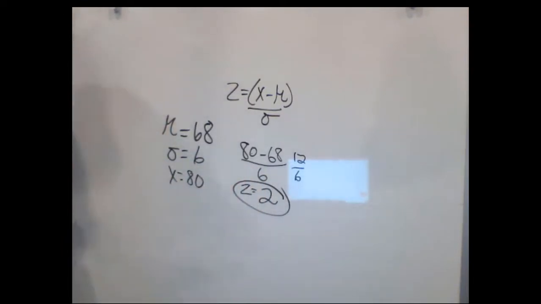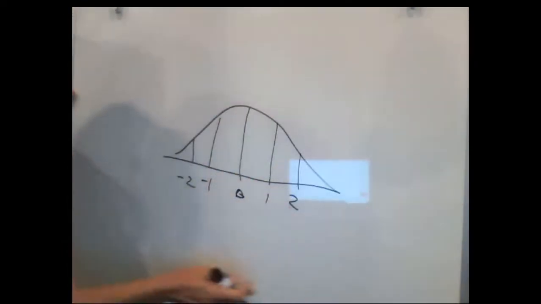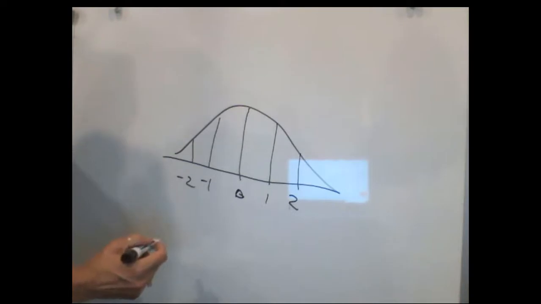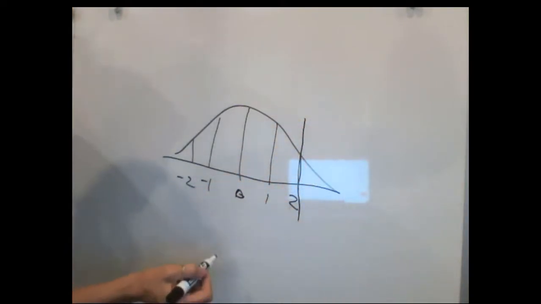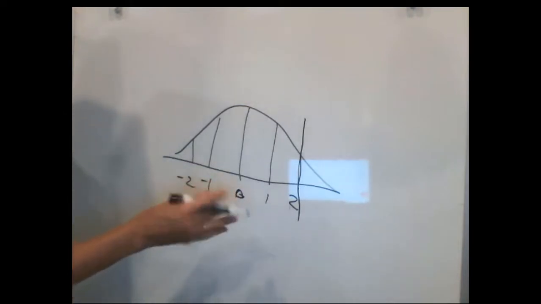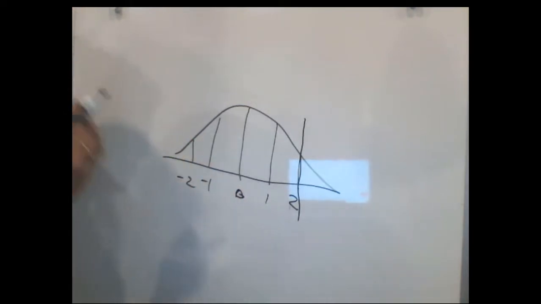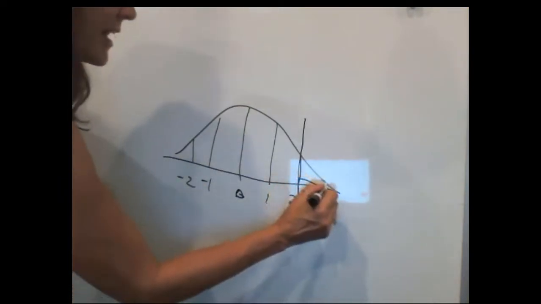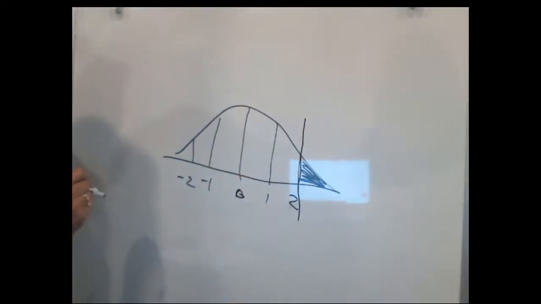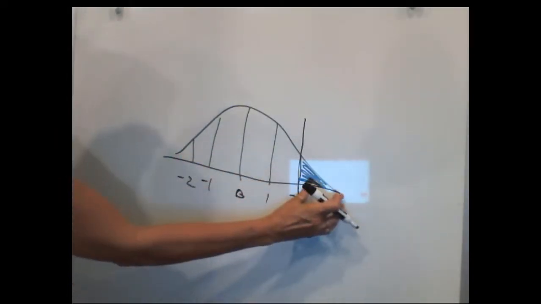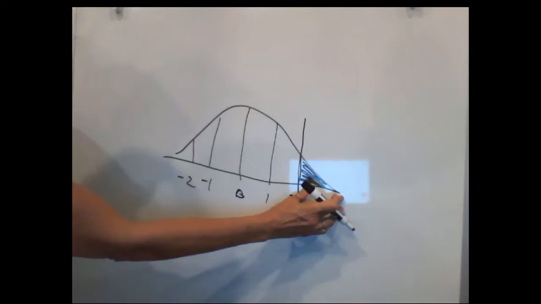So let's do that. Here's my roughly drawn normal distribution, and my z-score was a 2 for 80 inches tall. I said I was interested in the percent or proportion of people that were greater than 80 inches. That's this area right here. This is the area I'm going to be interested in. So it's pretty unusual to find somebody with 80 inches or taller than 80 inches, correct?